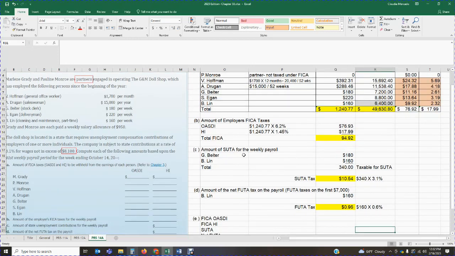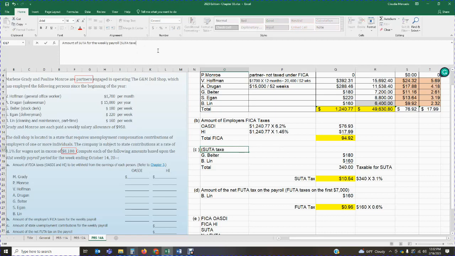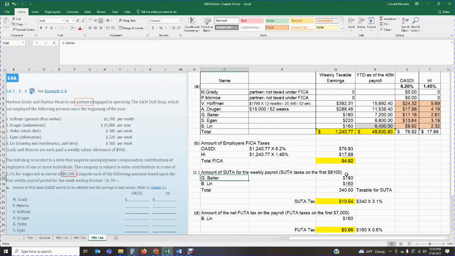Letter C is my pseudo taxes. Remember my cap for pseudo in the problem. Okay, we have pseudo taxes. Let me put a note here. Pseudo taxes on the first, in this particular problem, $8,100. So if the employee has gone over $8,100, we don't have to worry about it. The only two employees that have not gone over $8,100 are Bean and Jitter. These two are the only employees that have not gone over $8,100. So those are the only two employee salaries that are taxable.